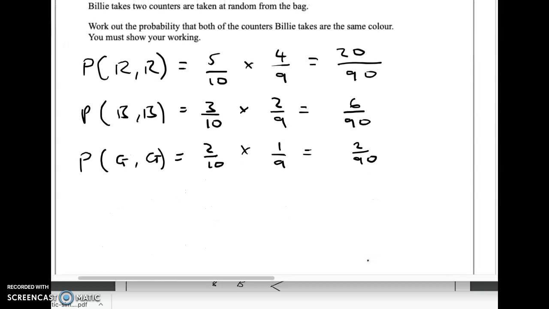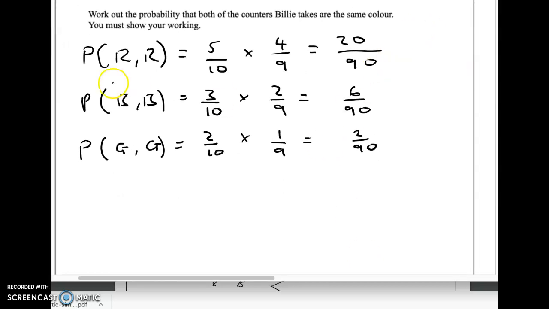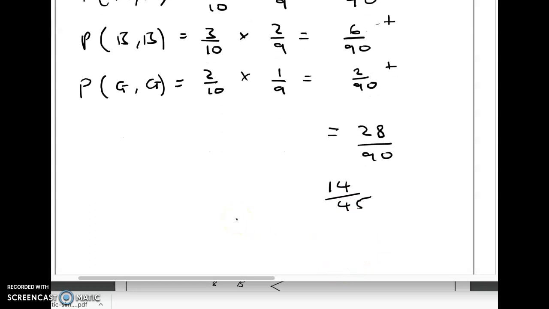So we add them all up, because these are all our possibilities, the 3 possibilities. So this plus this plus this equals 28 over 90, which could be 14 over 45. Right.